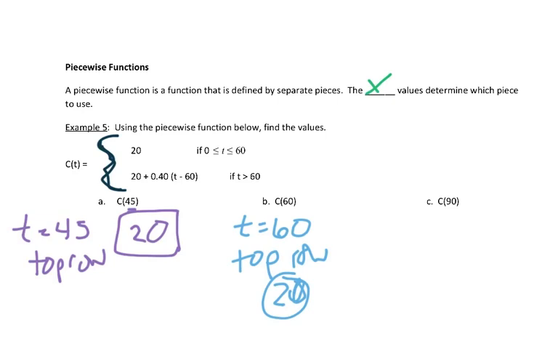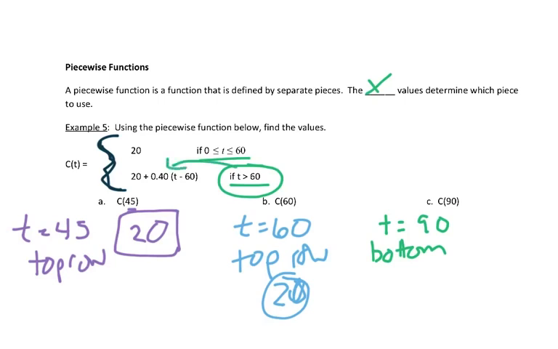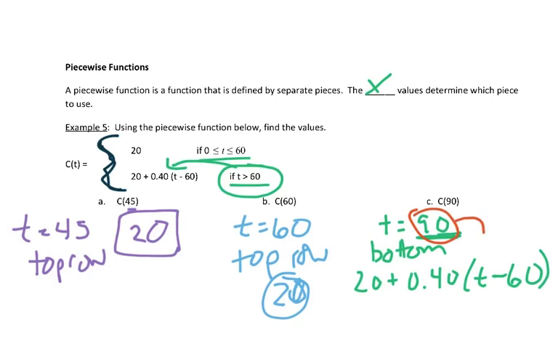So let's look at part C. Here it says t is 90. So we look here, and that fits in the bottom section because 90 is bigger than 60. So we're going to use the bottom row, so we copy what's here. 20 plus 0.40 times t minus 60. Now here it told us that t was 90. So we're going to take that 90 and stick it in place of that t.